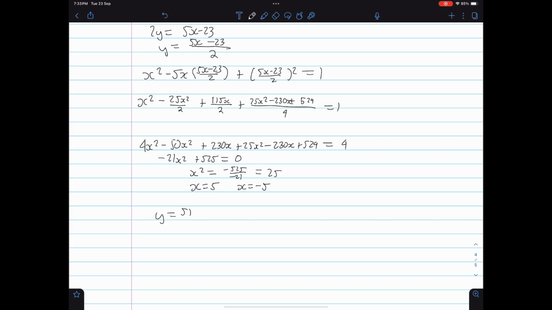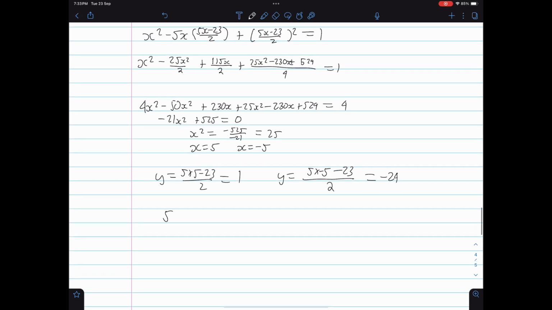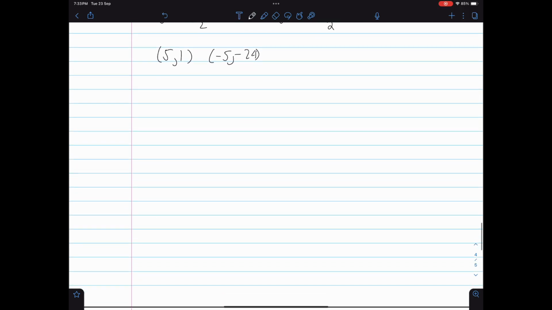Now y is just 5 times 5 minus 23 over 2, which is just going to be 1. Or it will be equal to 5 times minus 5 minus 23 over 2, and that will give us negative 48 over 2, which is negative 24. So you get 5, 1, and negative 5, negative 24.